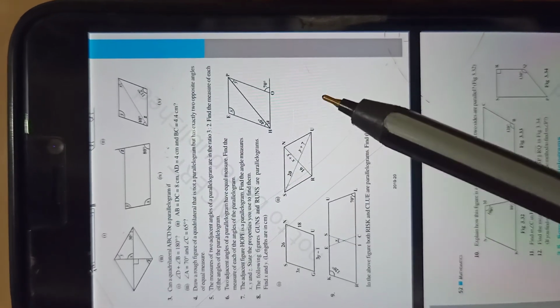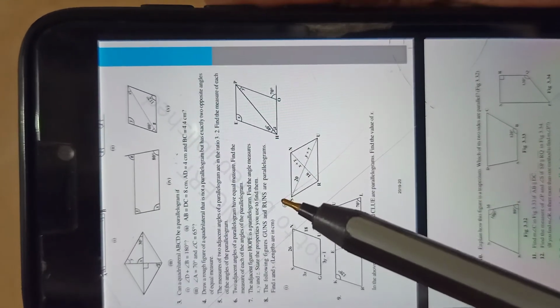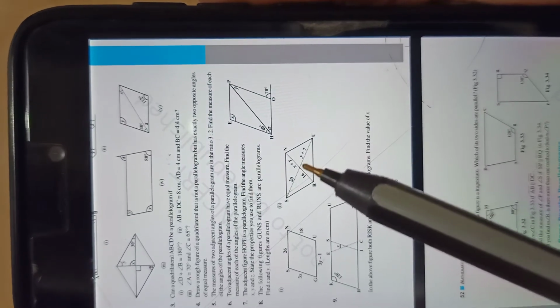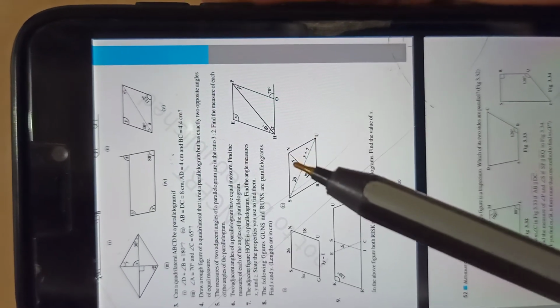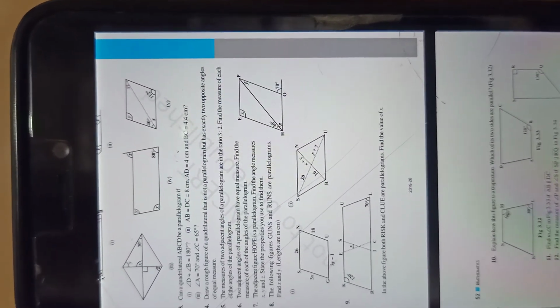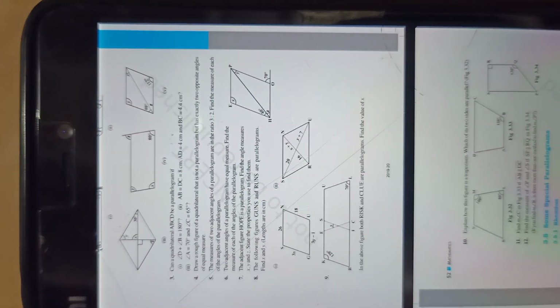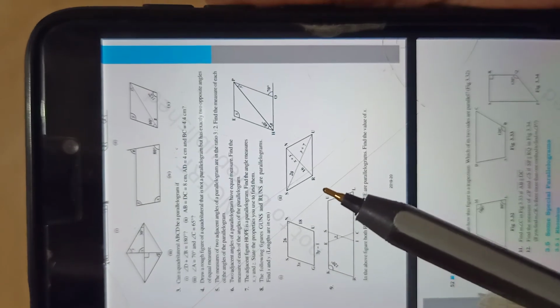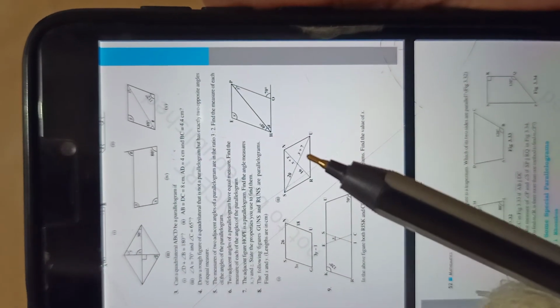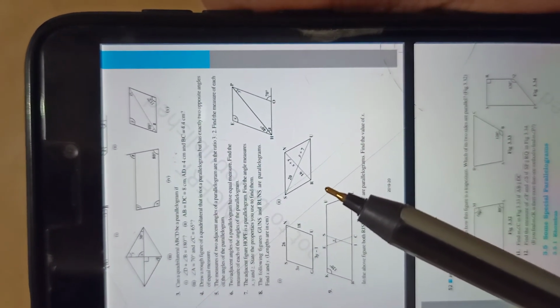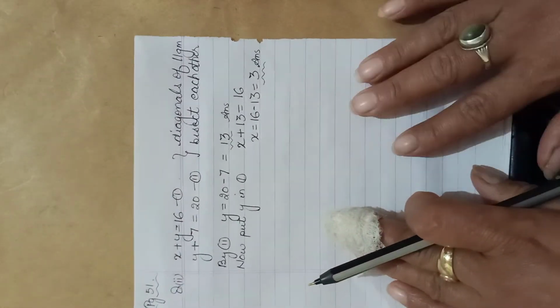So we know diagonals of a parallelogram bisect each other. So this length will be equal to this length. Likewise, this length will be equal to this length. Okay, for convenience, if you want, you can write the intersection point in between as O. So you can say SO is equal to OU, NO is equal to OR. Anyways, I have done the solution here directly and quoted the property.